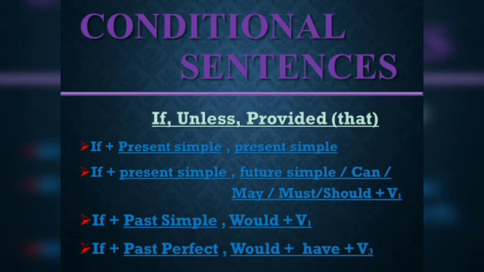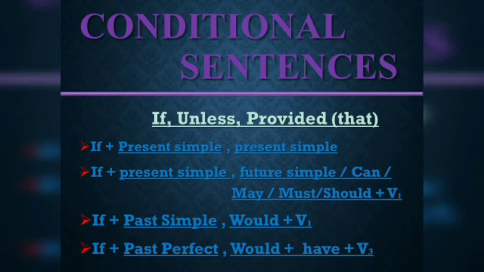So now the last fourth category. The last category is, if there is past perfect tense in the if clause, then in the main clause we will use would have plus V3. So this fourth category is used to express that the present circumstances would be quite different if something different had happened in the past.